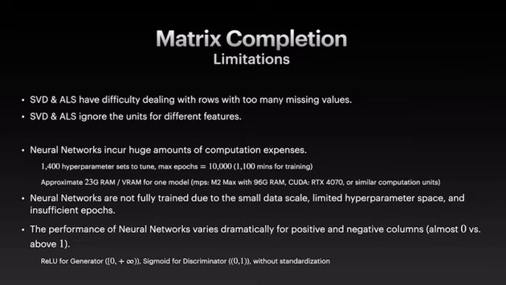And for the supervised learning methods, neural networks incur a huge amount of computation expense. Because of the high computation expense, our neural networks are actually not fully trained. And the performance of our neural networks varies dramatically for positive and negative columns, because we use ReLU for the generator and sigmoid for the discriminator as their activation functions, and the codomains of these two functions are not negative. So that's why our model cannot predict negative values.